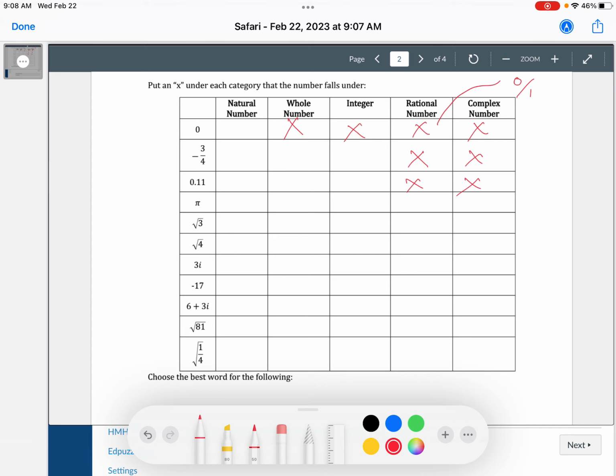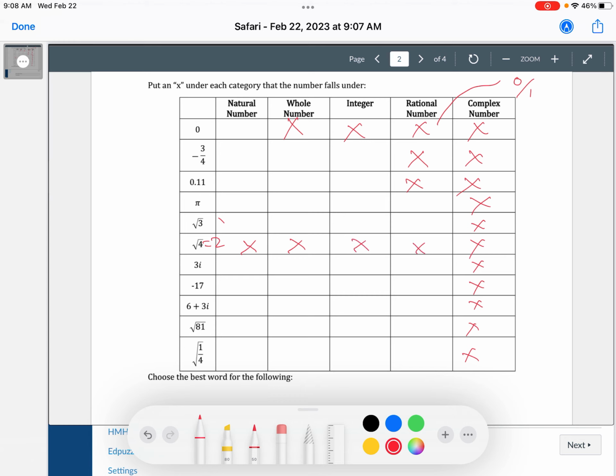Pi is none of these except for complex. In fact, all of these, I'm just going to mark these. These are all complex. Everything is a complex number. Okay, square root of 3, same deal. It's not natural, not whole, not an integer, not rational. Square root of 4, trick question. Square root of 4 is actually equal to 2. 2 is natural, 2 is whole, 2 is an integer, 2 is rational.